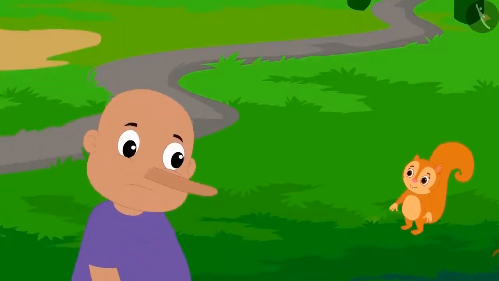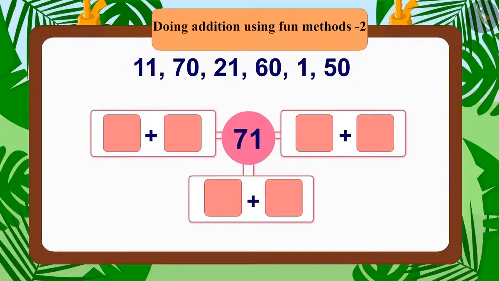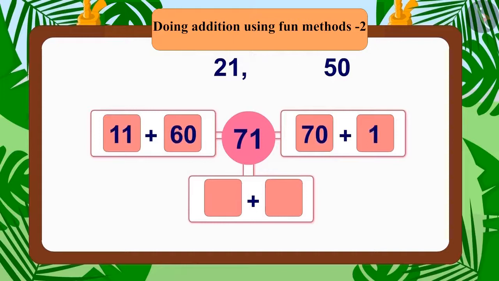At the end of the day, he asked Chanda for help. Chanda added 60 and 11 to make 71. Then she added 70 and 1 to make 71 in the other way. And finally, she added 21 and 50 to make 71 in the third way.